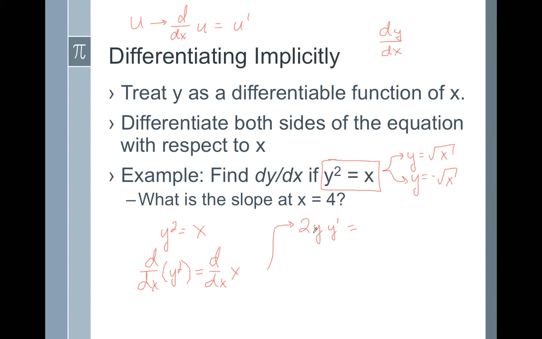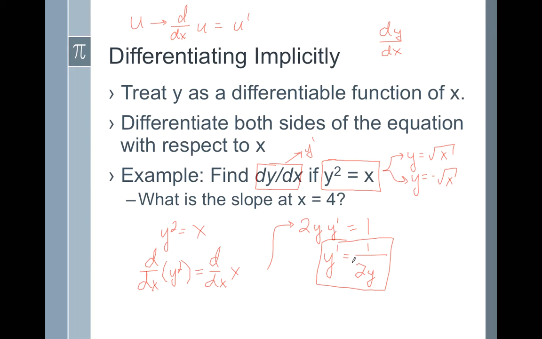And we know that the derivative of x is 1. And the whole point is to get dy/dx by itself, and that's y prime. So I need to divide both sides by 2y, and therefore the derivative is 1 over 2y. And we've now differentiated implicitly.